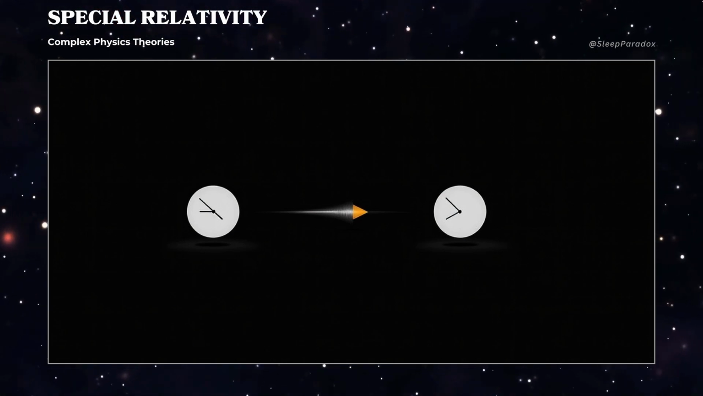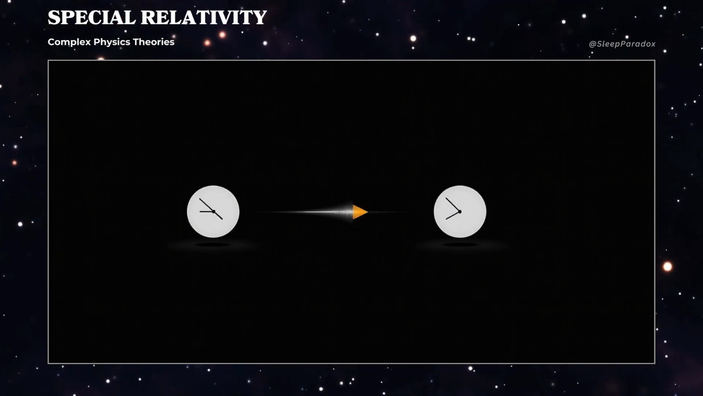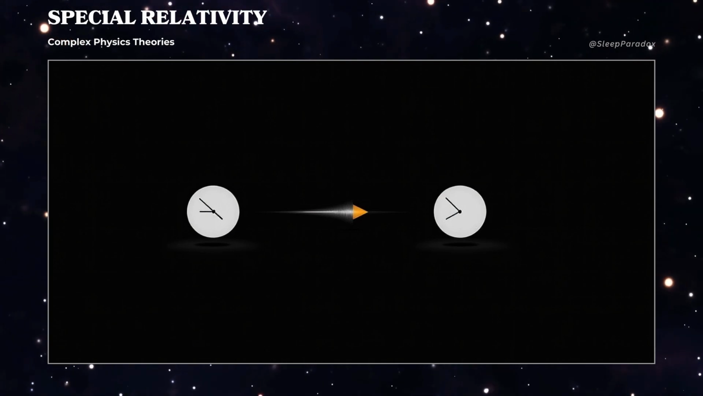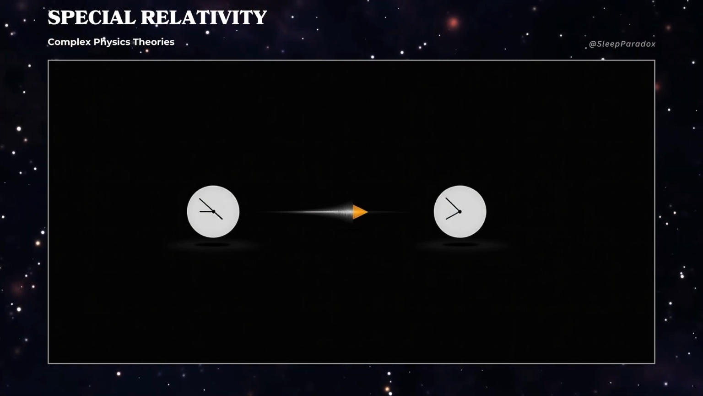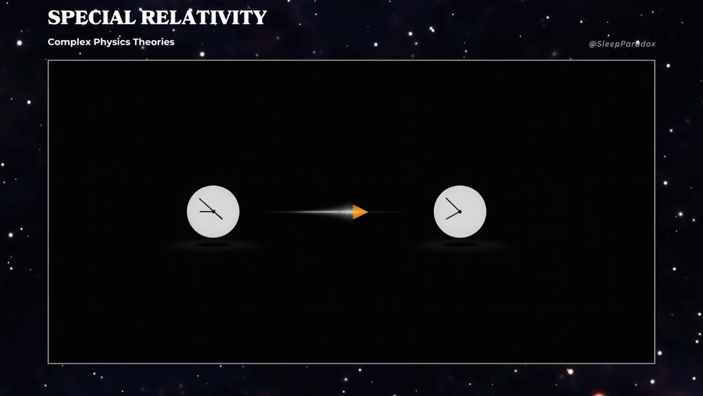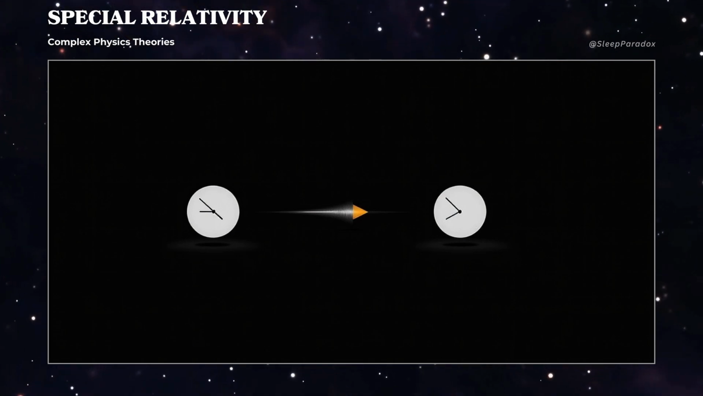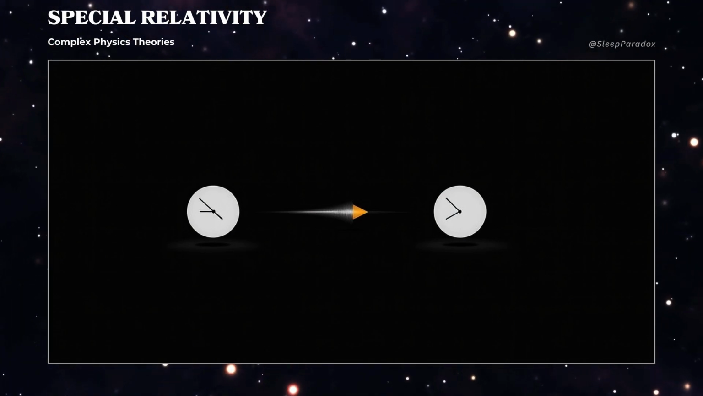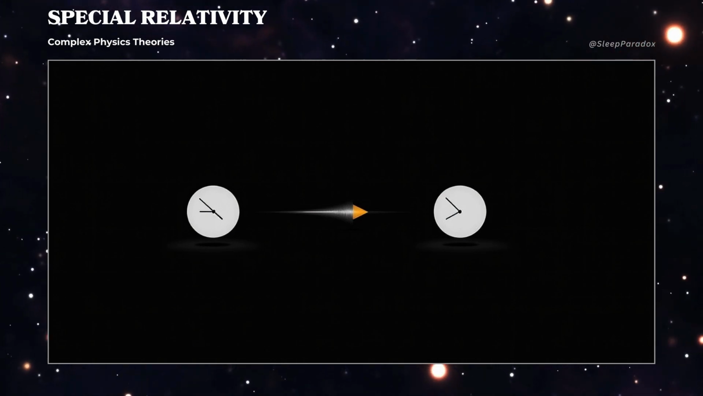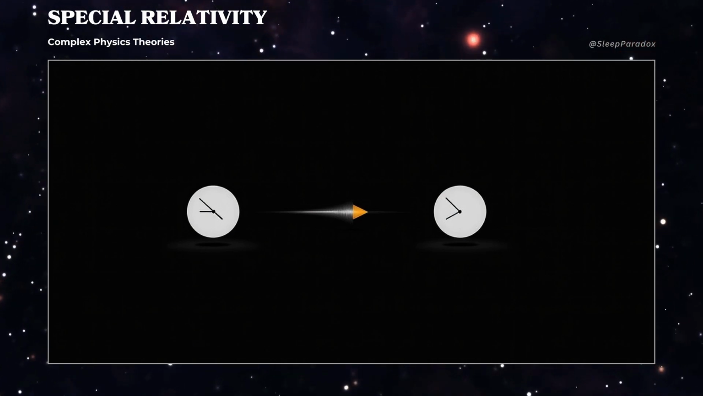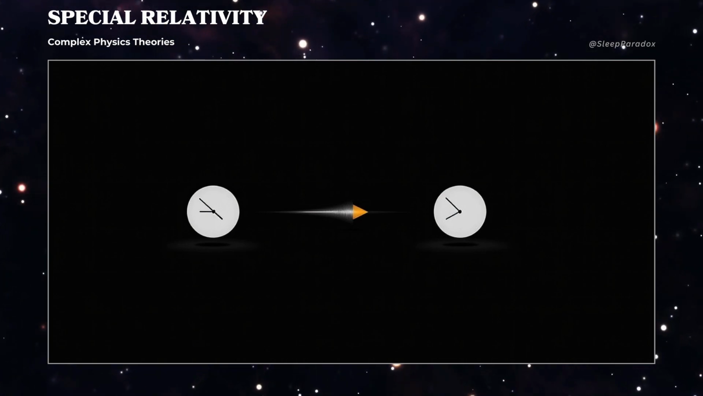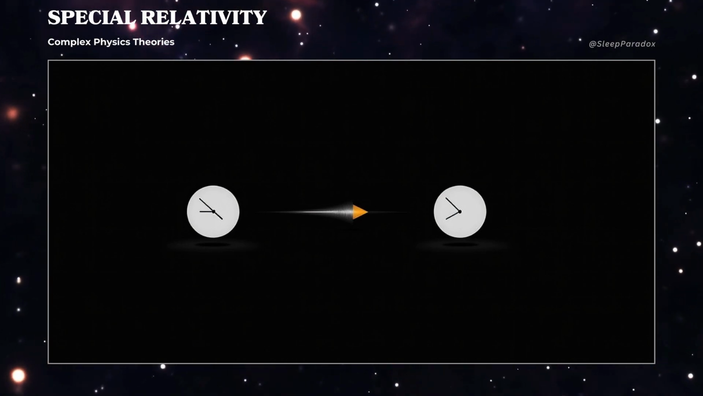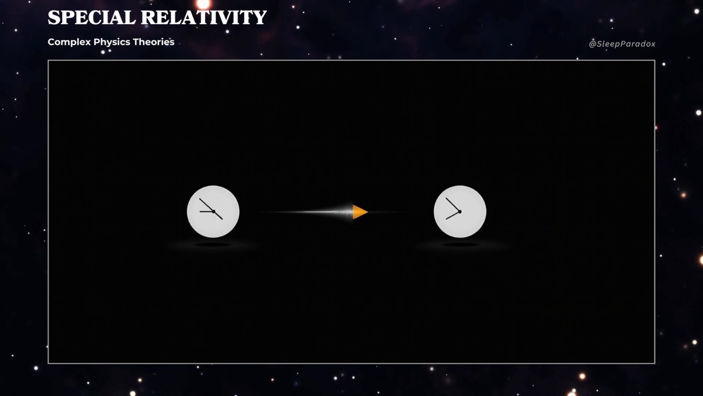To keep the speed of light constant, space and time themselves must adjust. Time can slow down, lengths can shrink, and events that seem simultaneous to one observer may not be simultaneous to another. One of the most famous effects predicted by special relativity is time dilation. If you are moving very fast, close to the speed of light, time passes more slowly for you compared to someone who is standing still.